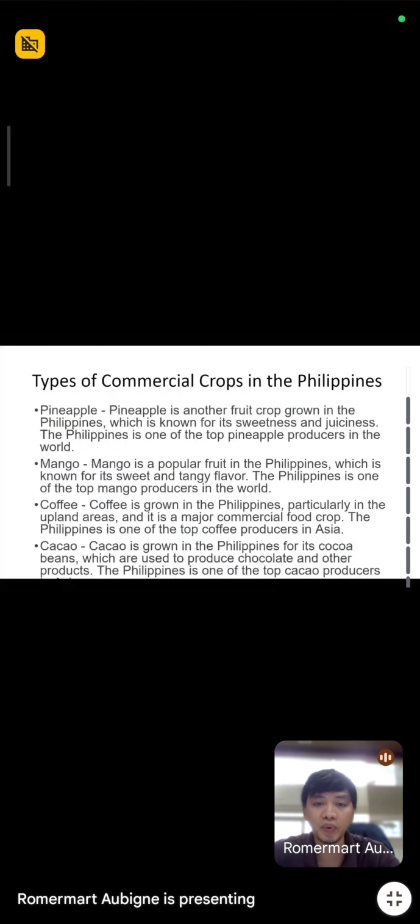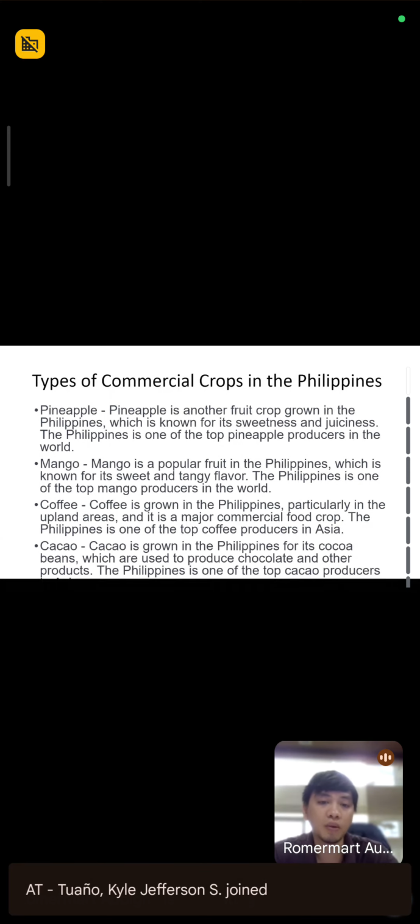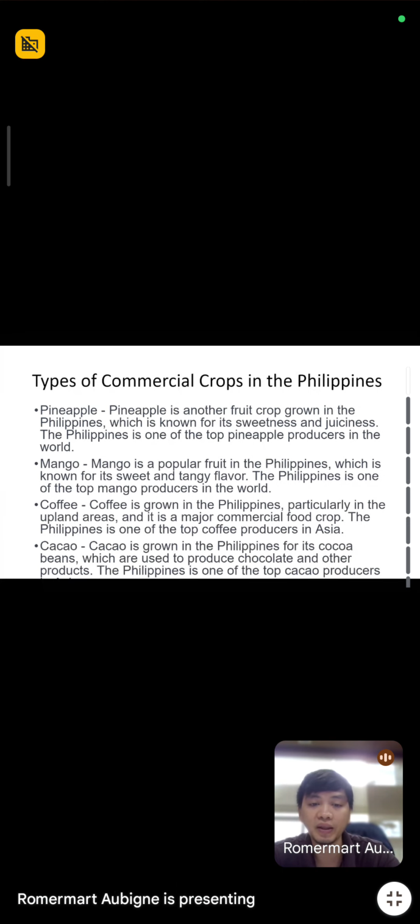Next, we also have pineapple. Pineapple is another fruit crop grown in the Philippines, which is known for its sweetness and juiciness. Mango also is a popular fruit crop in the Philippines, which is known for its sweet and tangy flavor. Coffee is grown in the Philippines, particularly in the upland areas. It is a major commercial food crop. The Philippines is one of the top coffee producers in Asia.